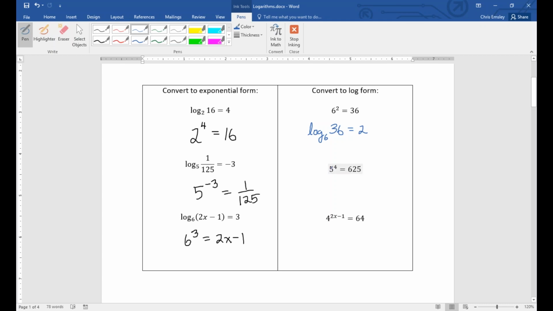Same pattern on the next one. The 5 that has an exponent on it, that becomes your base, or the little subscript. The exponent, that's going to end up being our answer, and 625 becomes the argument of our log. And the last one, 4 is our base this time, so that becomes the base of our logarithm, our little subscript. That exponent, 2x minus 1, that's going to become our answer, and 64 becomes the argument of our logarithm.